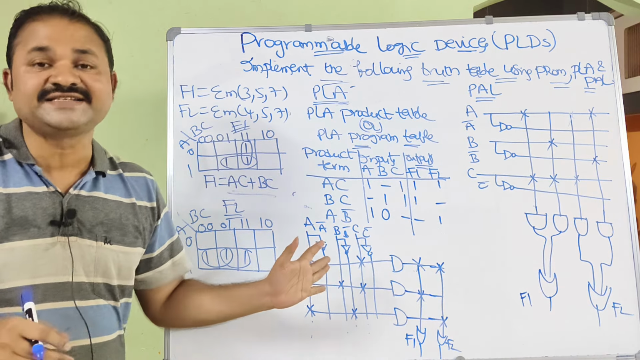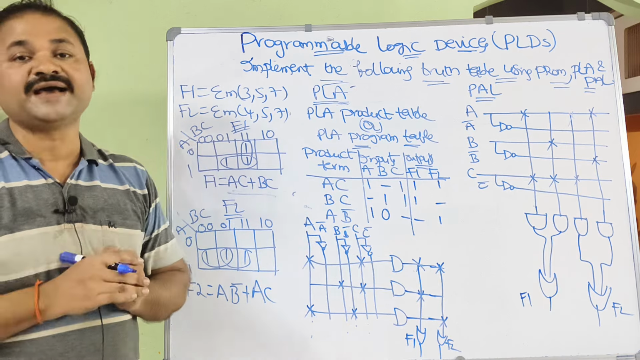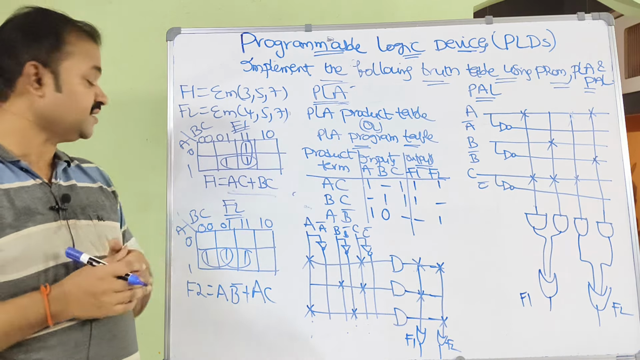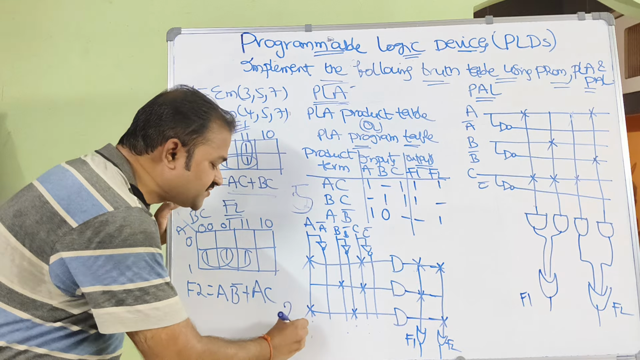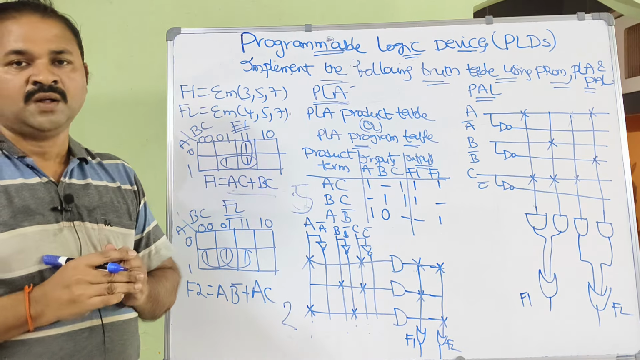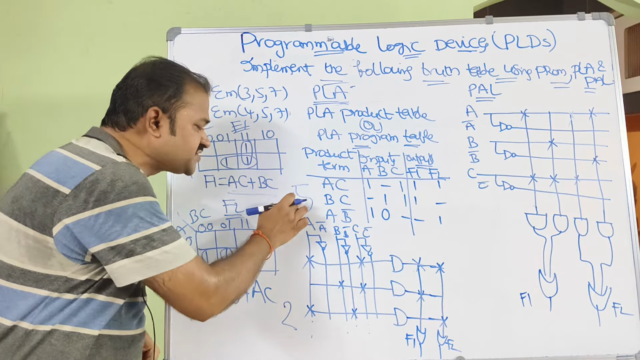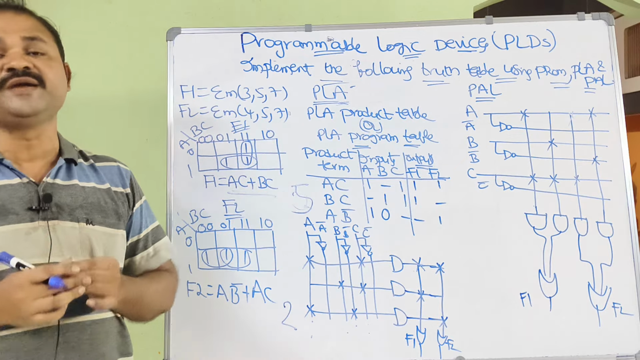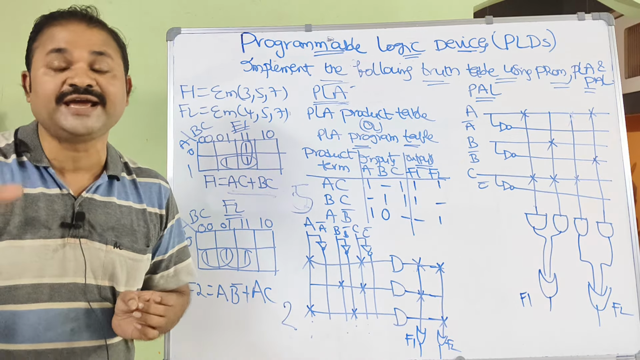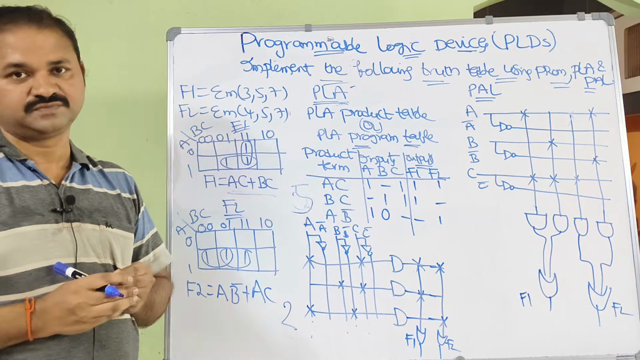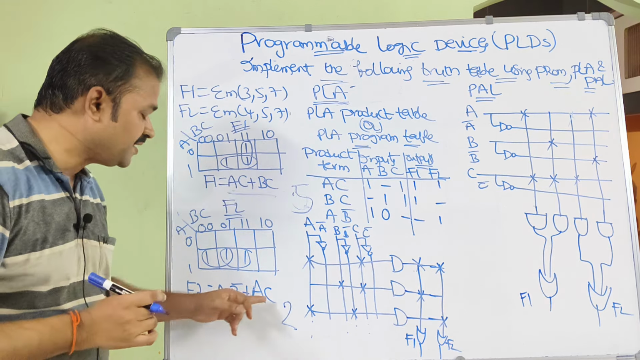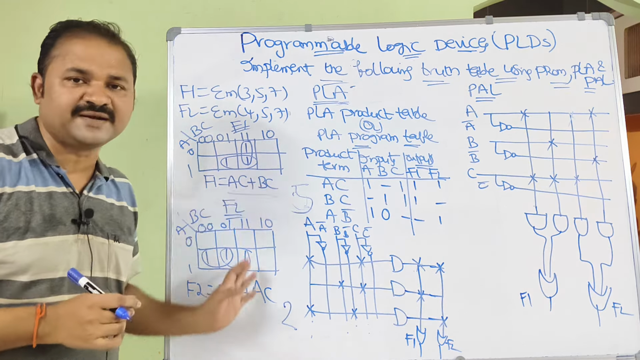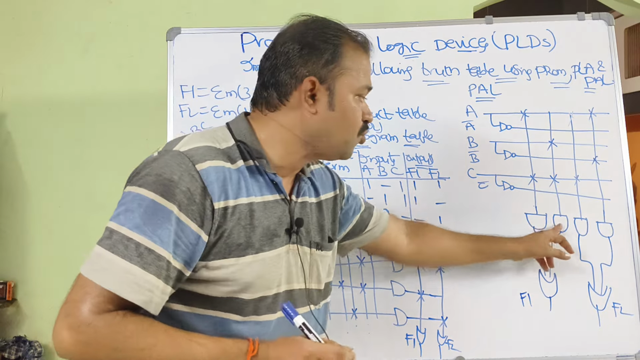So the number of AND gates depends upon the maximum number of minterms in a Boolean expression. Suppose F1 has 5 minterms, whereas F2 has only 2 minterms, then totally we have to take 10 AND gates. But in this problem we have 2 plus 2. So the maximum number of minterms is 2, and we have to take 4 AND gates.